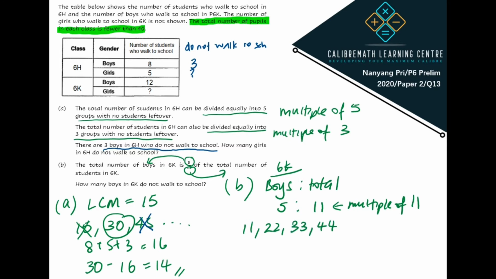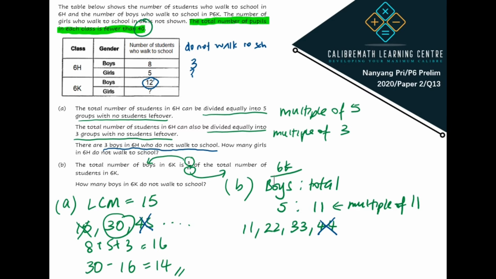And note the same thing, the total number of students in each class must be fewer than 40. So that will mean that 44 and above is not correct. So we have these 3 possibilities. Now, we're going to do one more elimination over here. Since we know that in 6K, the boys who walk to school is already 12.